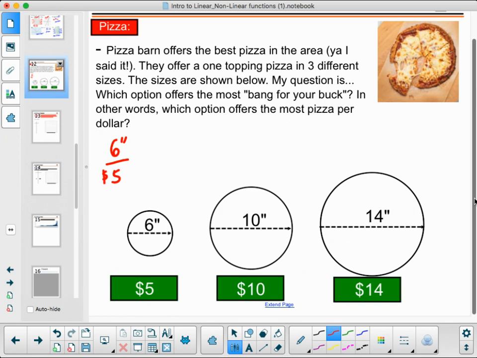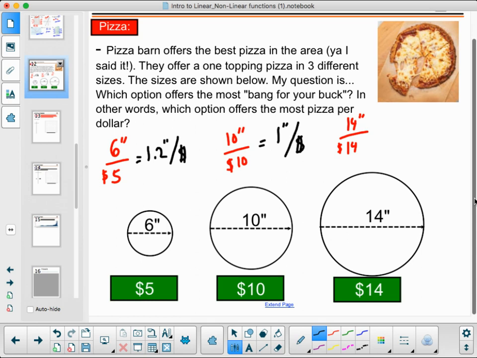Whereas with the $10 and the $14 pizza, you're getting basically an inch per dollar. 10 inches for $10, 14 inches for $14. So the rate of change when we're talking about the diameter of the pizza in this situation is about 1.2 inches per dollar. Over here, it's about 1 inch per dollar. Same with the 14-inch pizza, 1 inch per dollar.